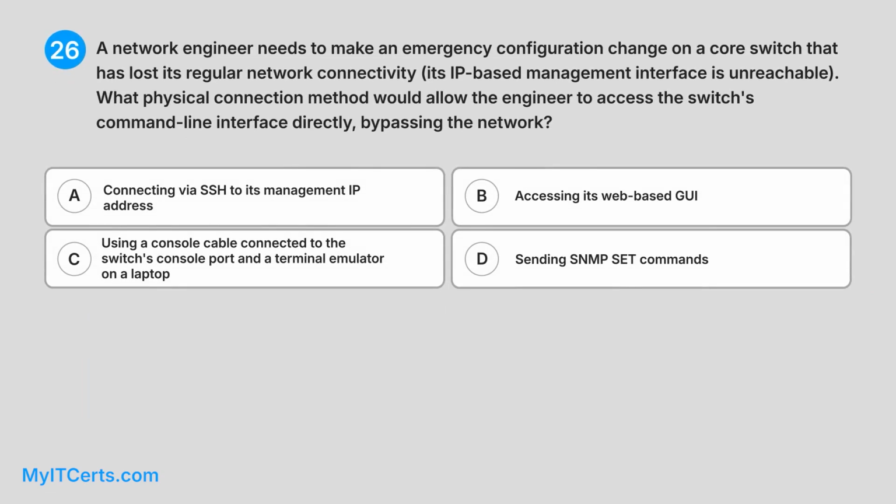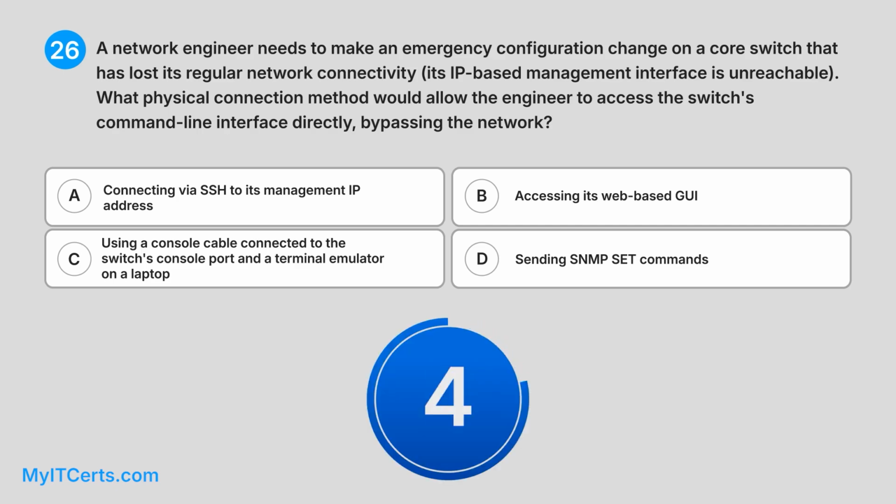26. A network engineer needs to make an emergency configuration change on a core switch that has lost its regular network connectivity. Its IP-based management interface is unreachable. What physical connection method would allow the engineer to access the switch's command line interface directly, bypassing the network? A, connecting via SSH to its management IP address. B, accessing its web-based GUI. C, using a console cable connected to the switch's console port and a terminal emulator on a laptop. D, sending SNMP set commands.